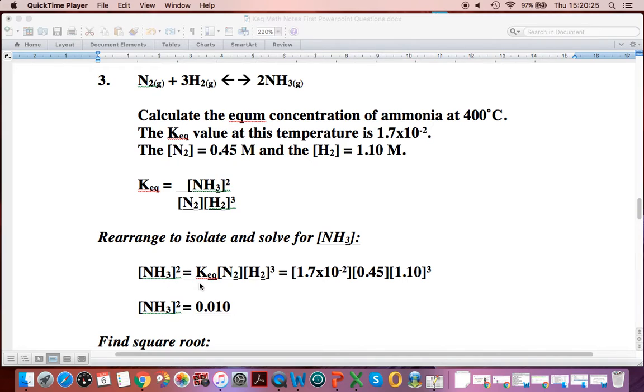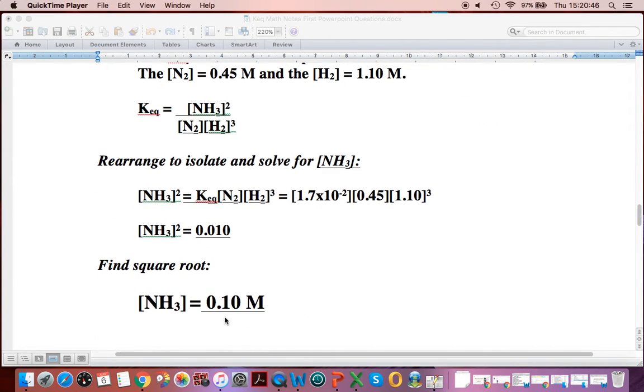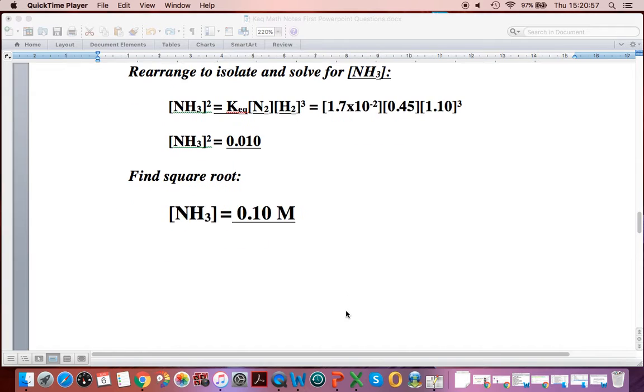So the NH3 squared is going to equal KQ times those beasties, and we just start plugging in numbers. Don't forget to cube. And so our NH3 squared is 0.010 by the time you get through those calculations. But we don't want the square of it, so we take the square root of this, and we take the square root of that, and our NH3 comes out at 0.10 big M. So that's a case where you were given KQ and had to find a concentration of something else, but it's not difficult. You just have to rearrange your expression.